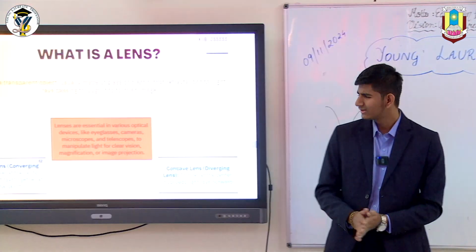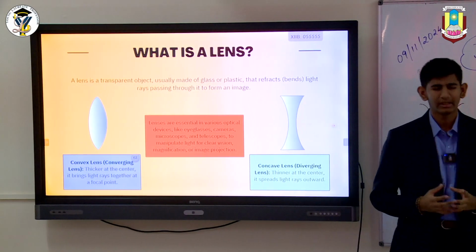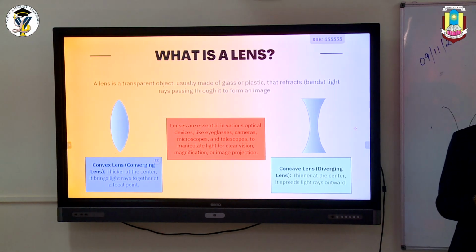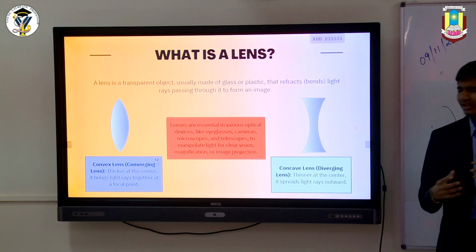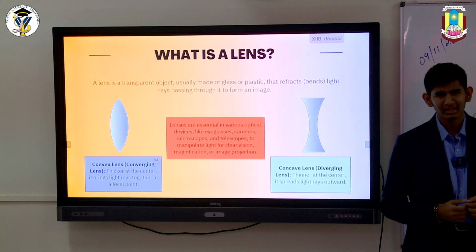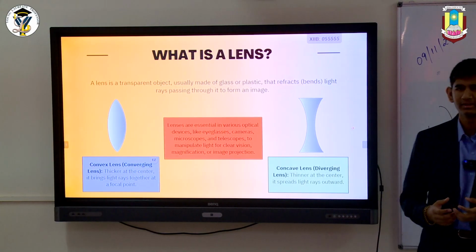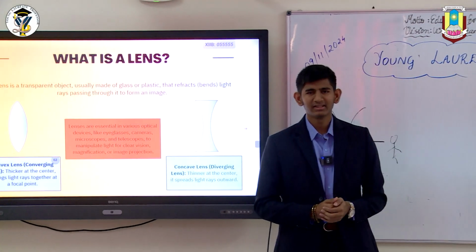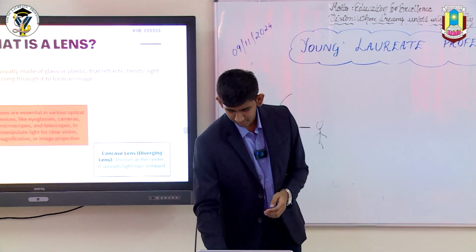Lenses have a lot of everyday applications, and that is why the formula comes into the picture. Lenses are used from eyeglasses, that is spectacles, to cameras, to watches, and many more. So now let's get into deriving the formula.